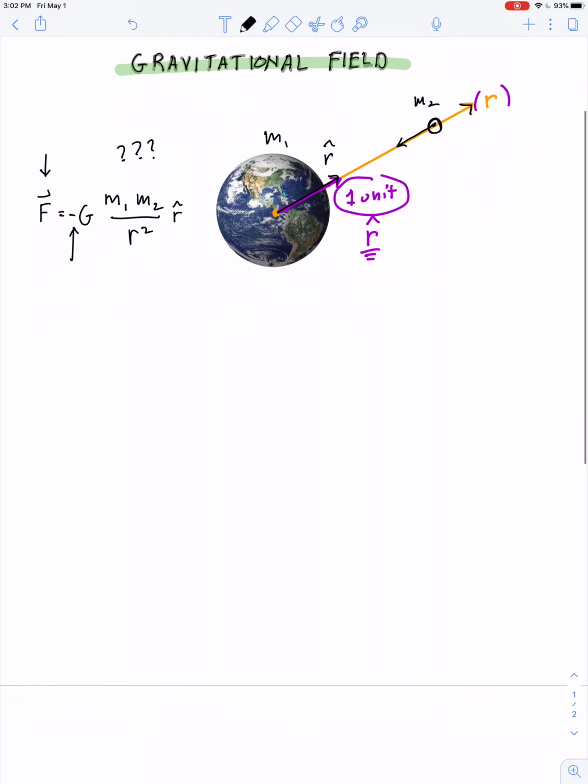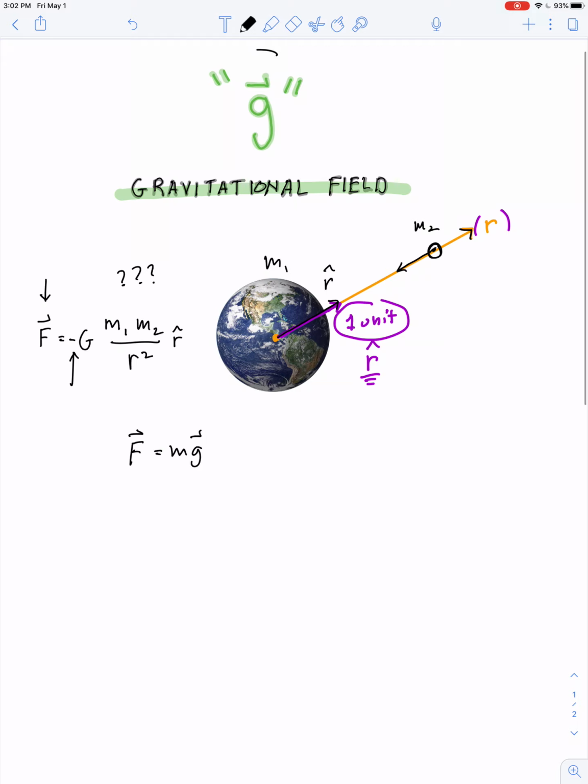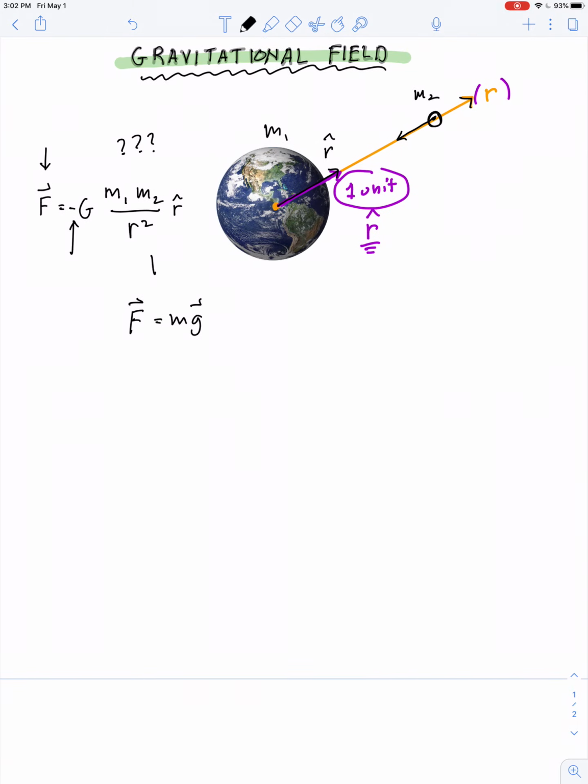Okay, but we also know there's this shortcut for finding force. We can say F equals mg. So this symbol g we recognize as acceleration due to gravity, but as I stated in our last video lesson, it's probably best we start referring to g as gravitational field strength. So the only way these two equations can mean the same thing is if g is everything but one of the m's in this equation.